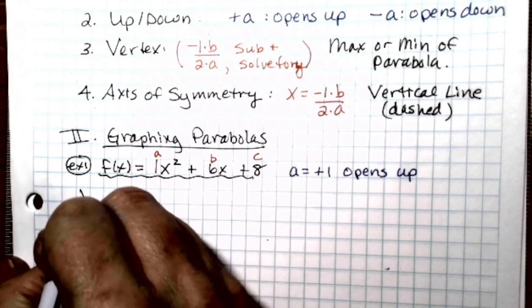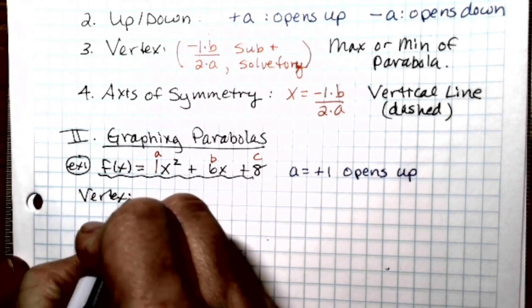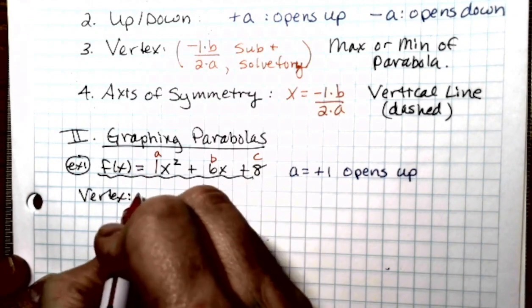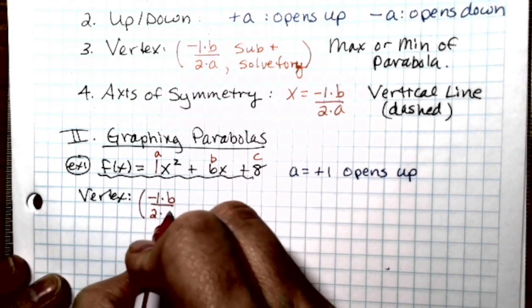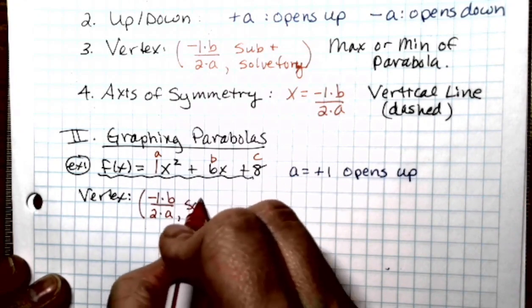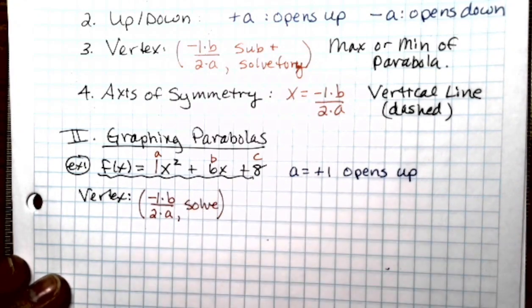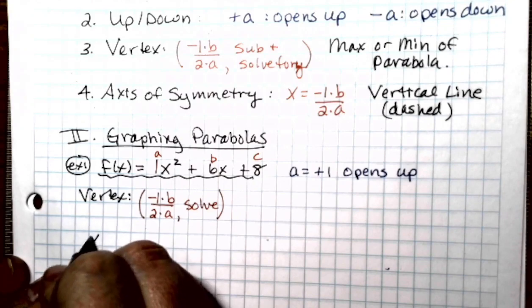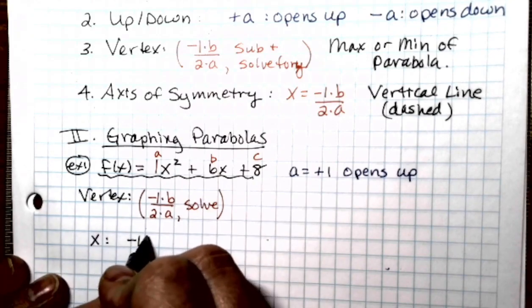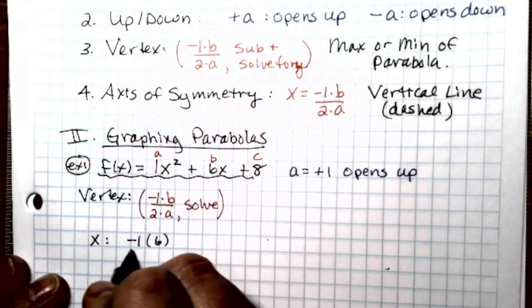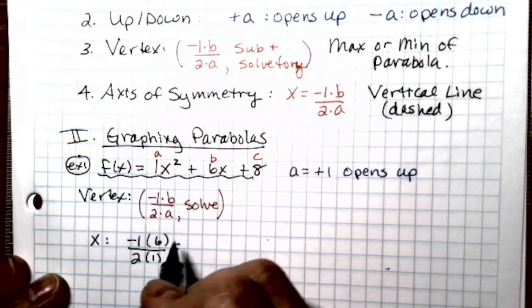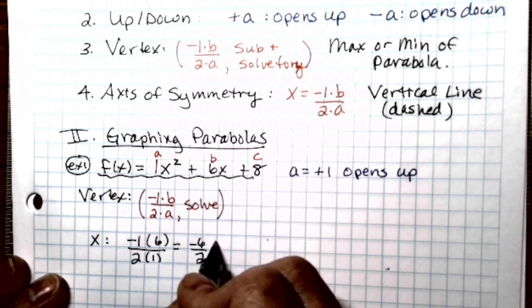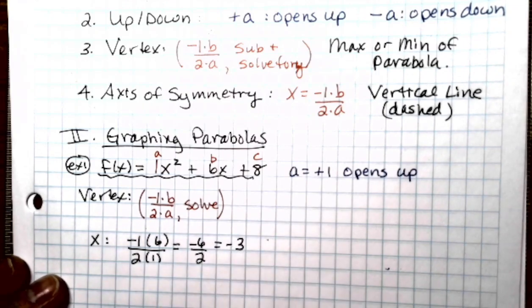All right, let's find the vertex. So remember, the formula for the vertex is -1 times b over 2 times a, and then you solve to get the y coordinate. So here we go. Let's find the x coordinate. -1 times b, which is 6, over 2 times a, which is 1, is -6 over 2, or a -3. That's the x coordinate of the vertex.